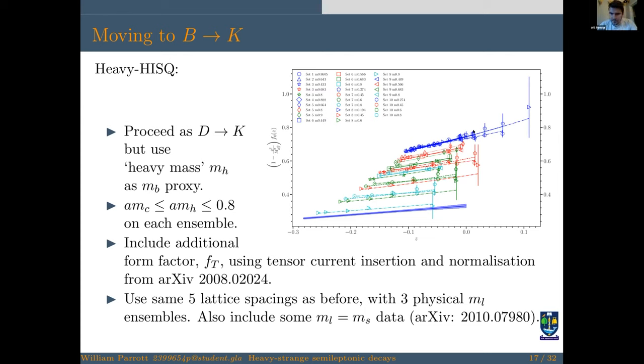This is just a plot to show you that these are the different masses we've got on all of the different sets. And then we move down to the physical point here at the B mass. We also include the tensor form factor for the B decay, normalized using this paper. And we're using the same lattice spacings as before, the same deal with the three physical light quark ensembles. And I won't talk about this, but we also include some extra third value of the m_l, which is equal to the strange mass.